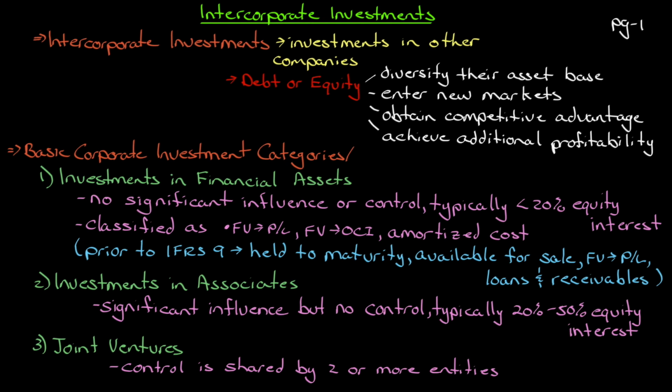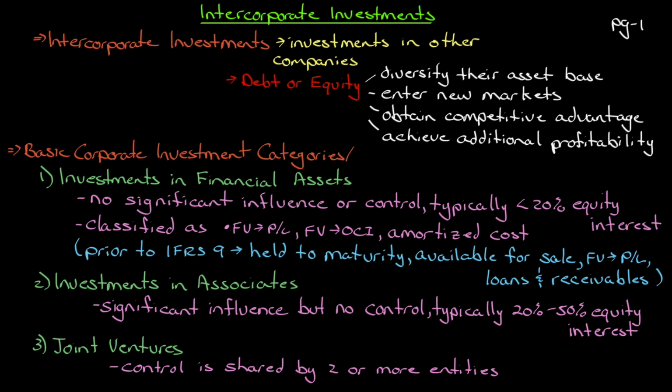Let's look at the basic corporate investment categories that we'll be looking at in detail. Number 1, investment in financial assets. This is just buying the debt, bonds, or stocks of other companies. No significant influence or control. Typically less than 20% equity interest. And they can be classified as either fair value to P&L, to profit and loss, fair value to OCI, or amortized cost. And we're going to go into detail on all of those 3 categories shortly.